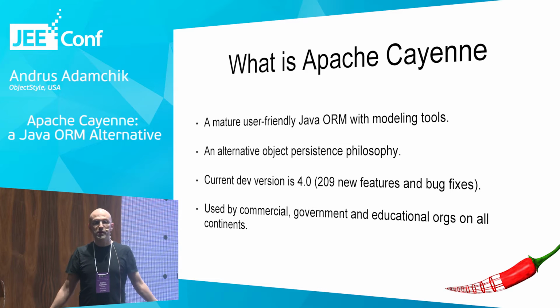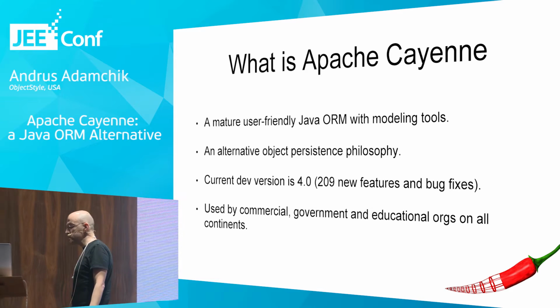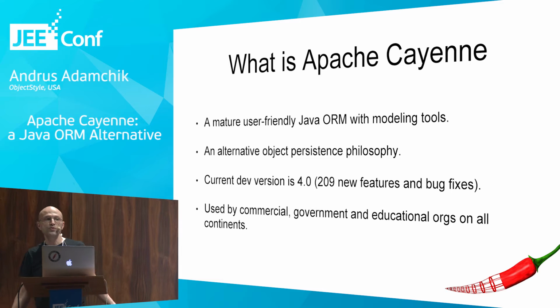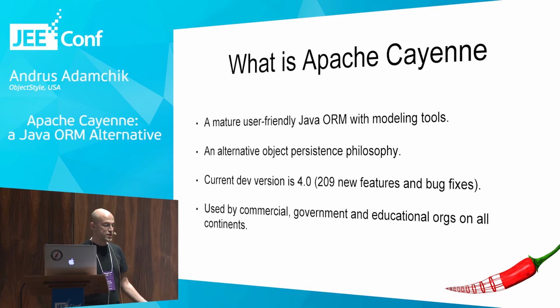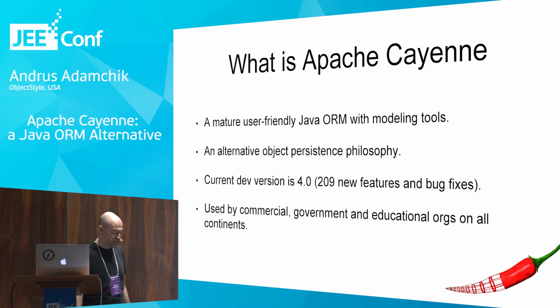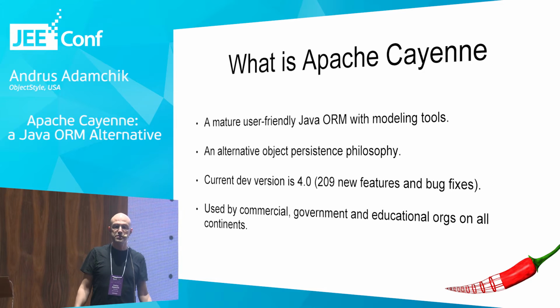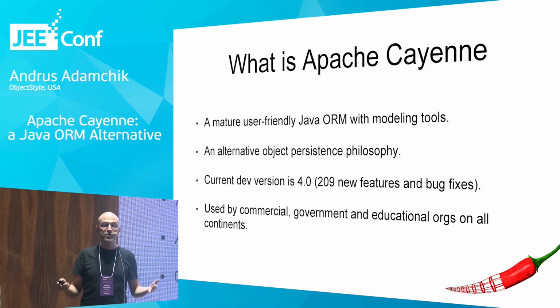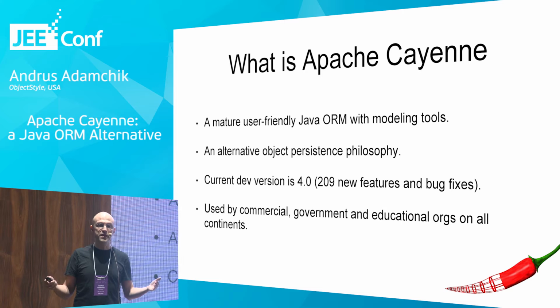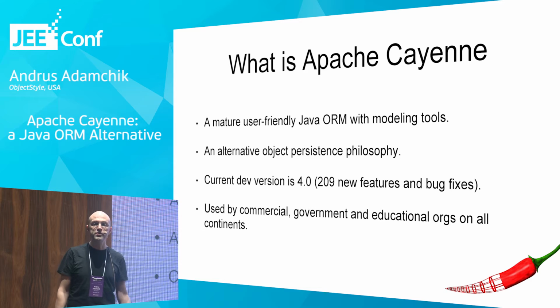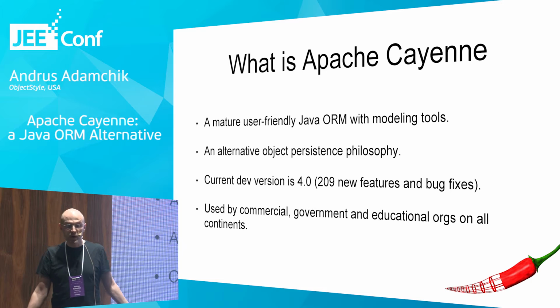So Cayenne is an ORM. An ORM is obviously intended to help you bridge the object relational divide, solve what is called the object relational impedance. For you as a Java programmer, it means that you don't need to think in terms of joins and foreign keys and primary keys, and you think in terms of objects. You work with object graphs.